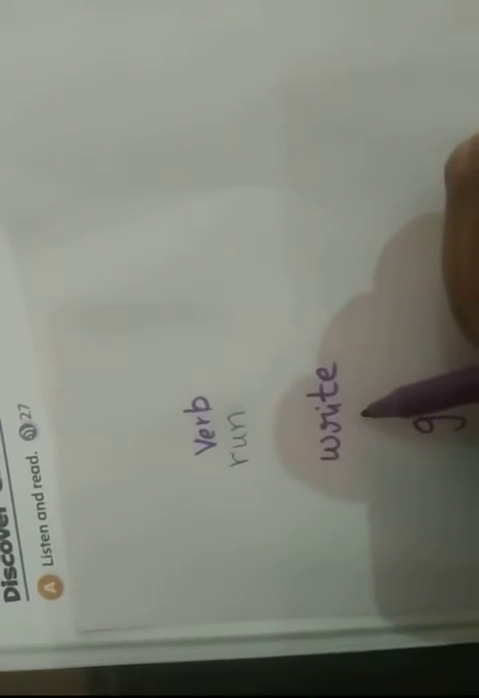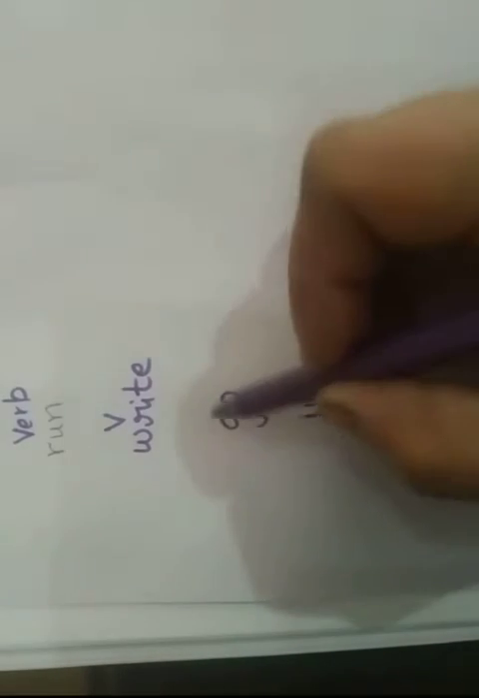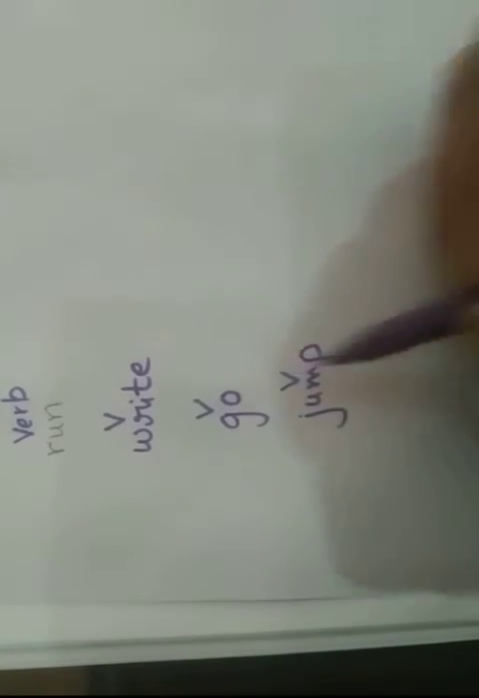What's this? Write. What's this? Go. Run is a verb. When we do some action, that's called a verb. Write is a verb. And go is a verb. What's this? Jump. Jump is a verb.